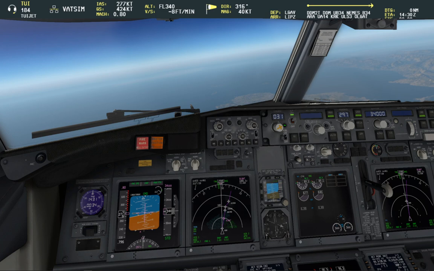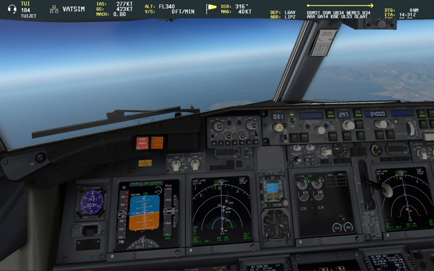Romania to 031, request startup and pushback. The aircraft calling for startup, send me the call sign, please. Alitalia 2031. My apologies, Alitalia 2031, startup is approved, QNH 1016. Startup approved, QNH 1016, Alitalia 2031.